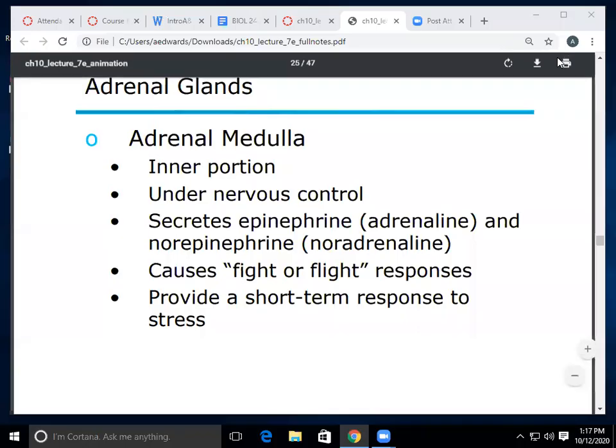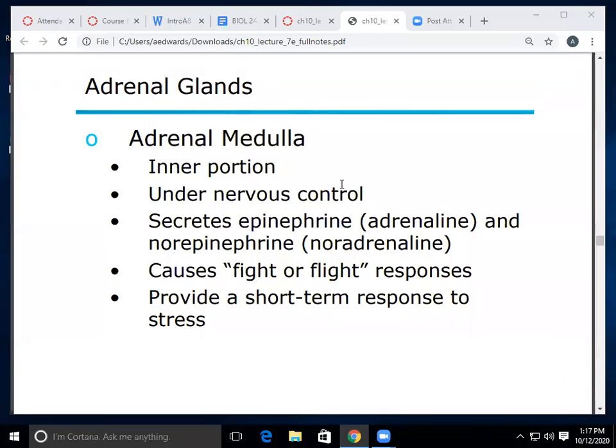Keep moving here. So you have your adrenal glands. We talked about the hypothalamus, the pituitary gland, the thyroid gland, and the parathyroid gland. So now let's go on to the adrenal glands. The inner portion of the adrenal gland is called the adrenal medulla. Okay, and it is under control of the nervous system. The nervous system controls it, and it secretes two hormones.